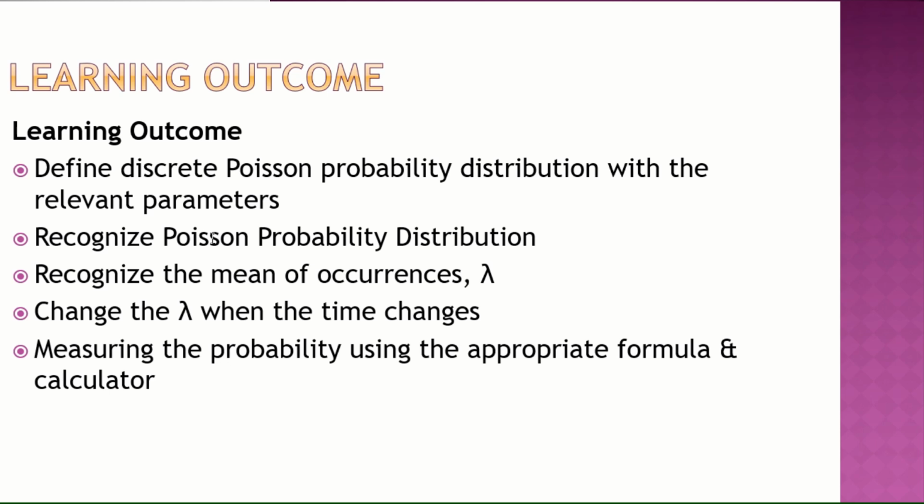How to recognize Poisson probability distribution and how to recognize the mean of occurrence, which is lambda. You will have something here called lambda. I will show you later as we move along. Okay, the change of lambda is when the time changes. Poisson distribution is related to time. So you need to use the correct formula, and you must know how to use your calculator. So today we're going to complete this learning outcome.